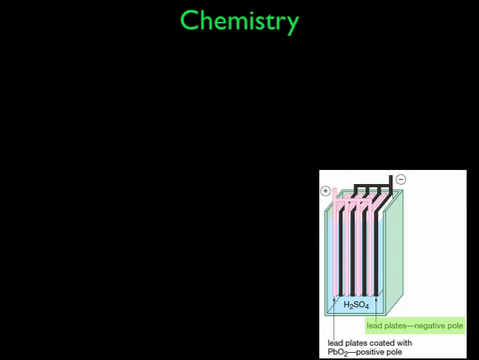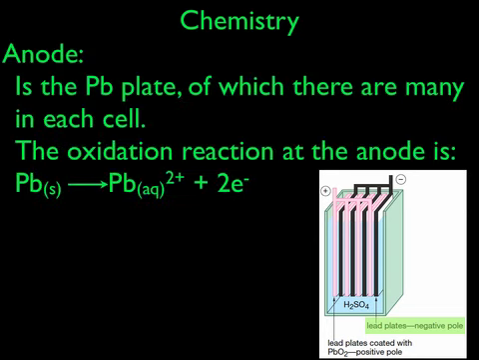Let's take a look now at the chemistry. Firstly, we need to look at the anode. Now, the anode in the lead-acid cell is the lead plate. Now, we have many of these plates in the cell. If you look at that schematic representation down the bottom right of screen, you'll see that you have black plates. These have a large surface area and they're submerged in sulfuric acid. And there are many of these plates in each individual cell that are submerged in the acid and form the basis of the anodic reaction, which of course is oxidation.